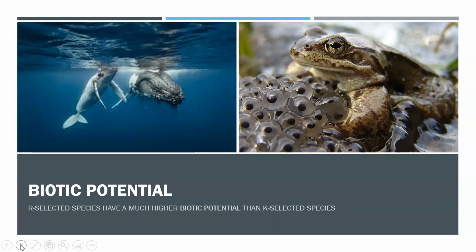So what does this mean? This means that R-selected species have a much higher biotic potential than K-selected species. And this biotic potential is the unrestricted growth and the maximum growth of a population. Again, we have our R-selected species over here, like this frog. They have a higher biotic potential because they can produce so many more offspring, and they can change numbers so much quicker than something like a humpback whale, which may produce one offspring every few years and provide significant amounts of parental care.